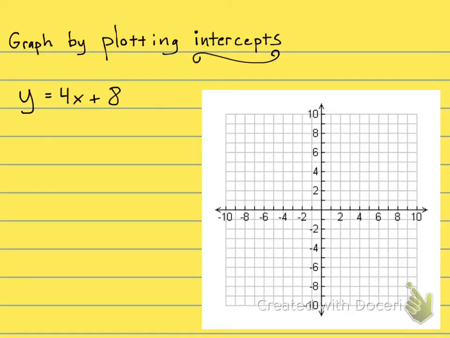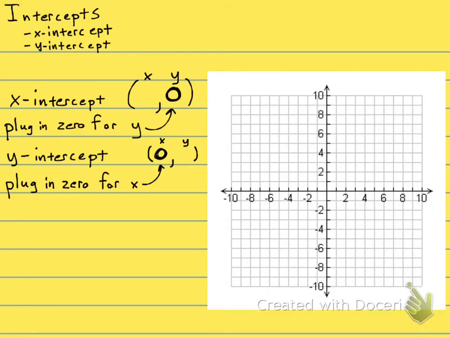We need to graph by plotting intercepts. So the intercepts are the points that cross the x and y axis. And let me remind you how we find the intercepts. To find the x-intercept, we plug in a 0 for y. And to find the y-intercept, we plug in a 0 for x.